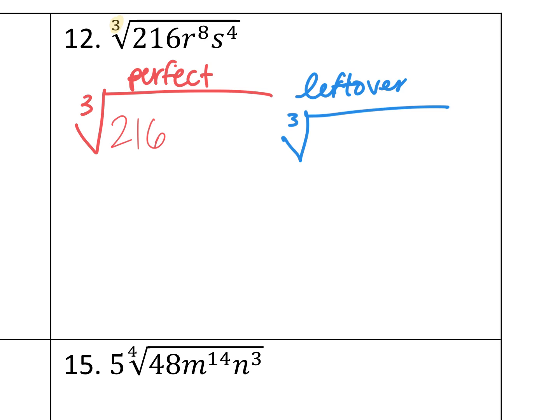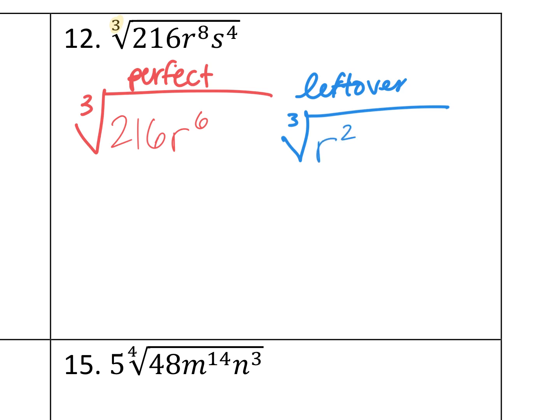R to the 8 is next, so is 8 divisible by the index 3? No. But what's the next closest? 6. Okay, 6 would be divisible. So R to the 6 is a perfect square. How many do you have left over? 2, because you were trying to add up to 8.